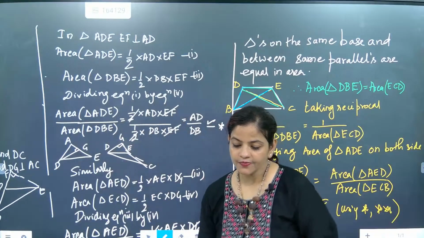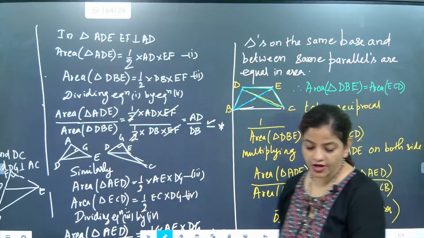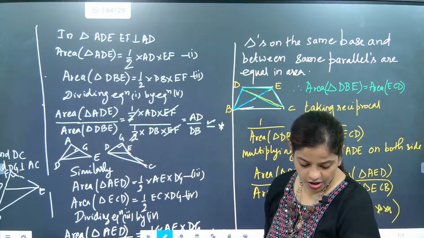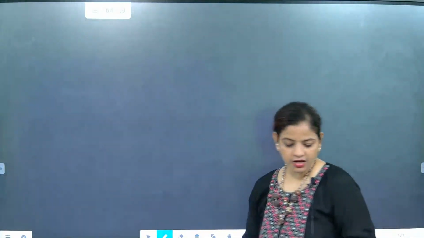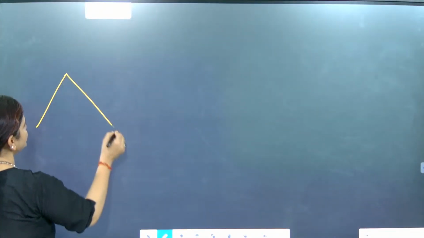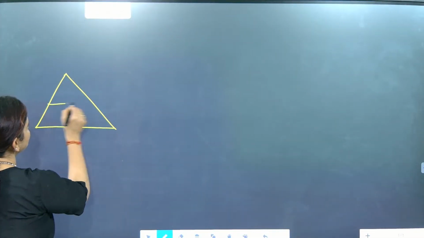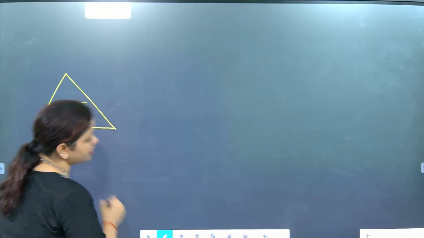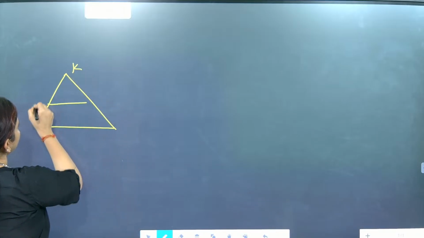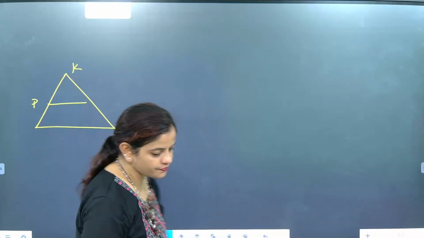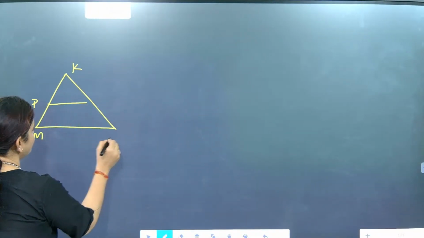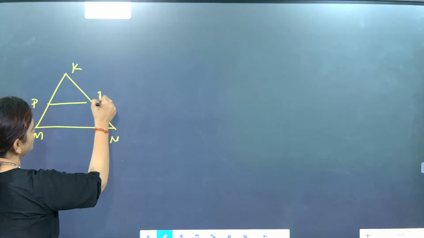Are you ready, beta? So this is the question. Now we are going to solve some questions based on the theorem we have learned. Write the question. One triangle I am giving you, children. Now focus on these questions. In this triangle, it is written K, P, Q, with MN and PQ.